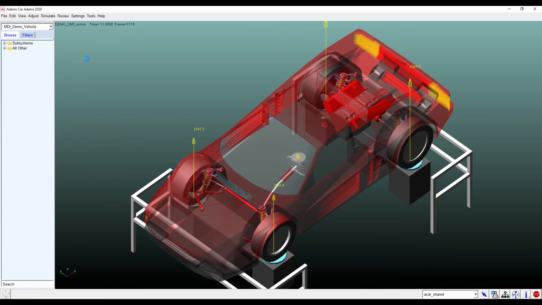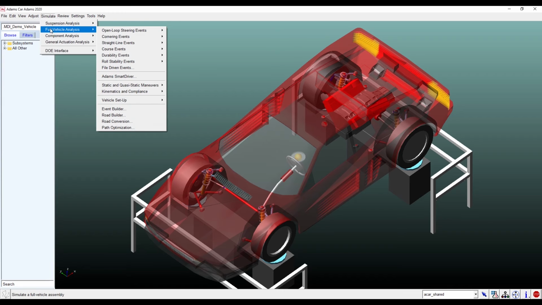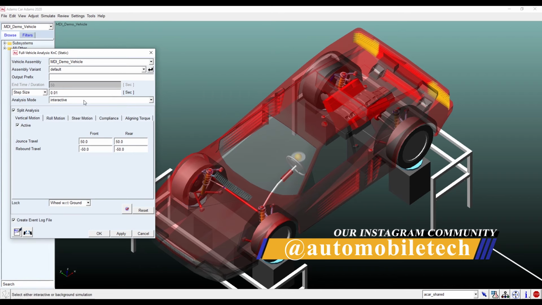Kinematic and Compliance, KNC, Static Dynamic Analysis. KNC static and dynamic analysis is the derivative of SPMM analysis. In KNC analysis, vertical and roll motion actuation are carried out by actuating the wheel part instead of the body as in SPMM. The SPMM test rig actuates the wheel part using motion in jounce, rebound, and roll sub-events.